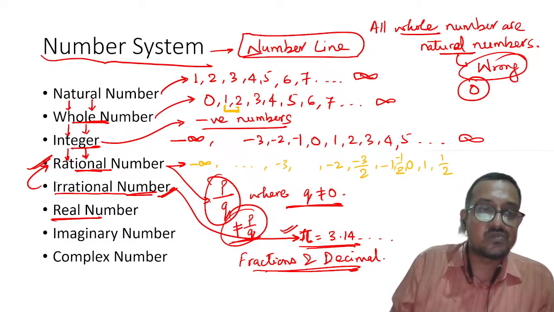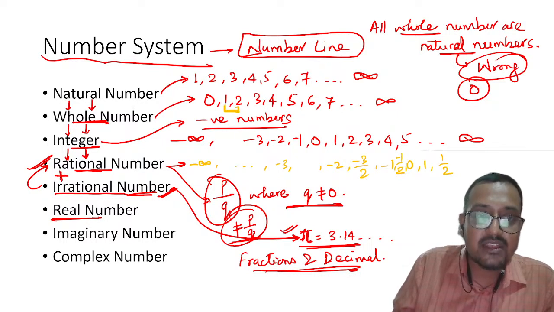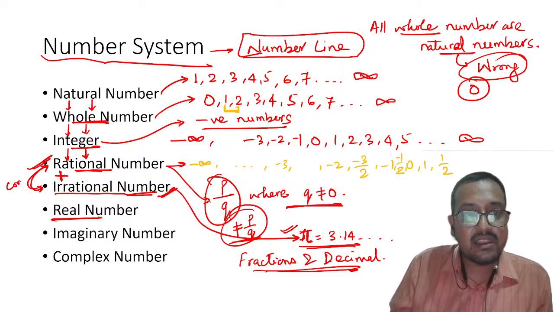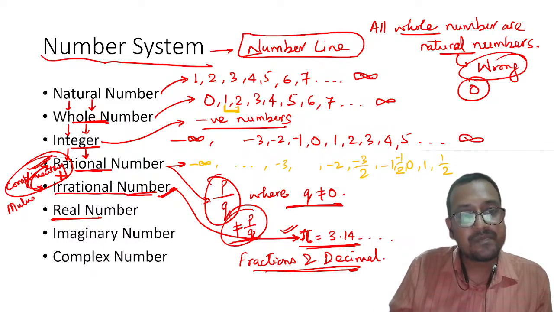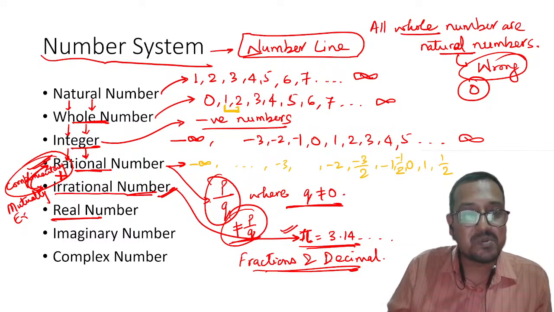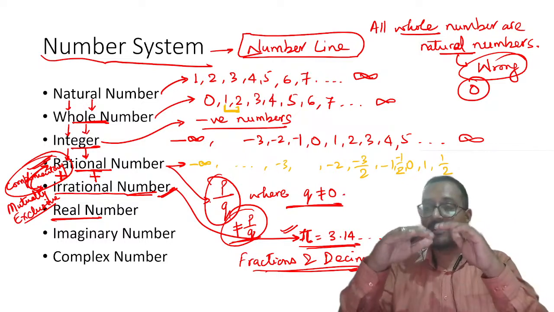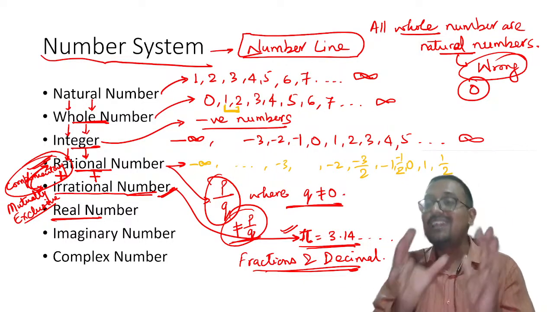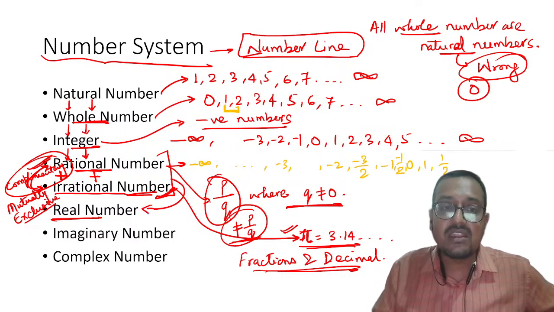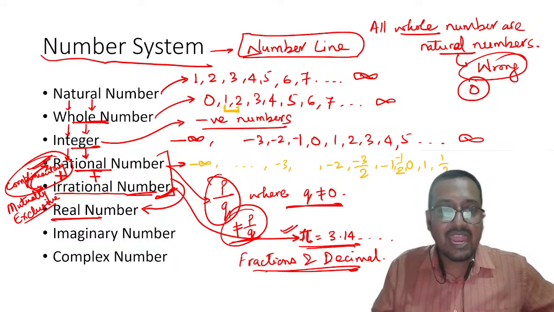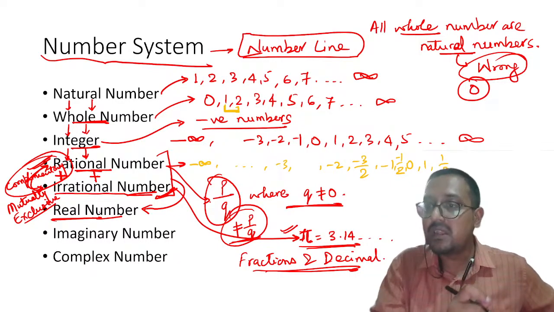Now, my dear students, what will happen if you combine both of these? I told you that both of these numbers are complementary, and mutually exclusive, which is the terminology of probability. If you add up both of them, rational numbers and irrational numbers, you will get real numbers. Understood?